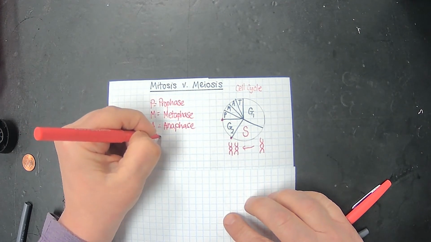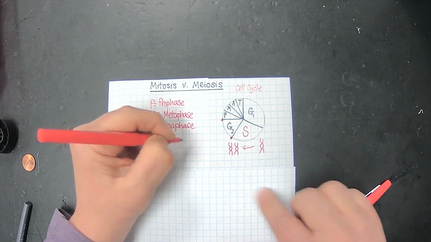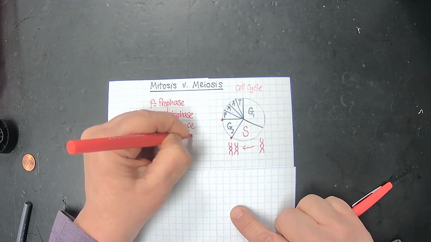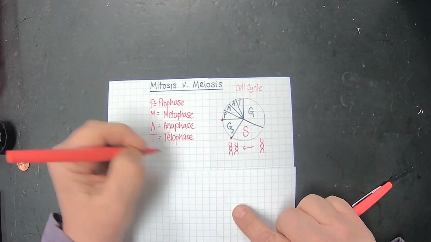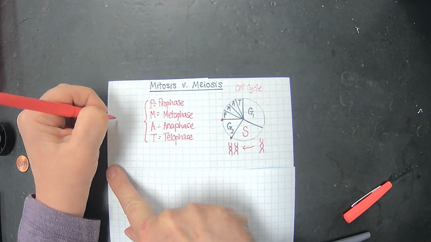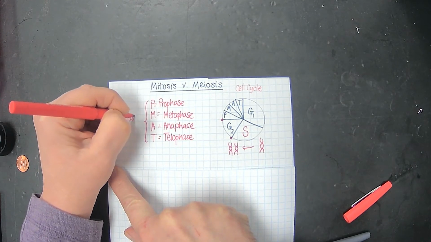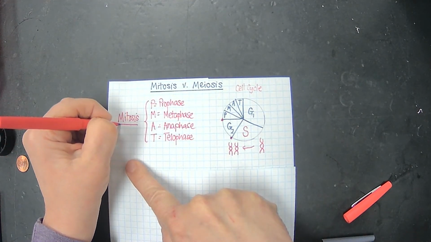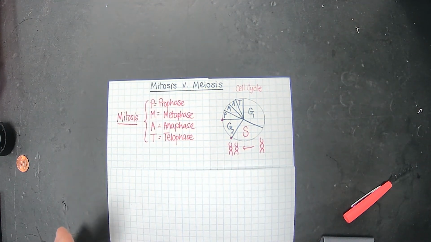And then T stands for telophase, where the nuclear membrane forms around the chromosomes and they uncoil, and then the cell starts to separate into 2. So those are the stages of mitosis, and you need to know them, and you need to know them in order. Okay, remember what do puppies need? They need a PMAT. Okay, that's mitosis.